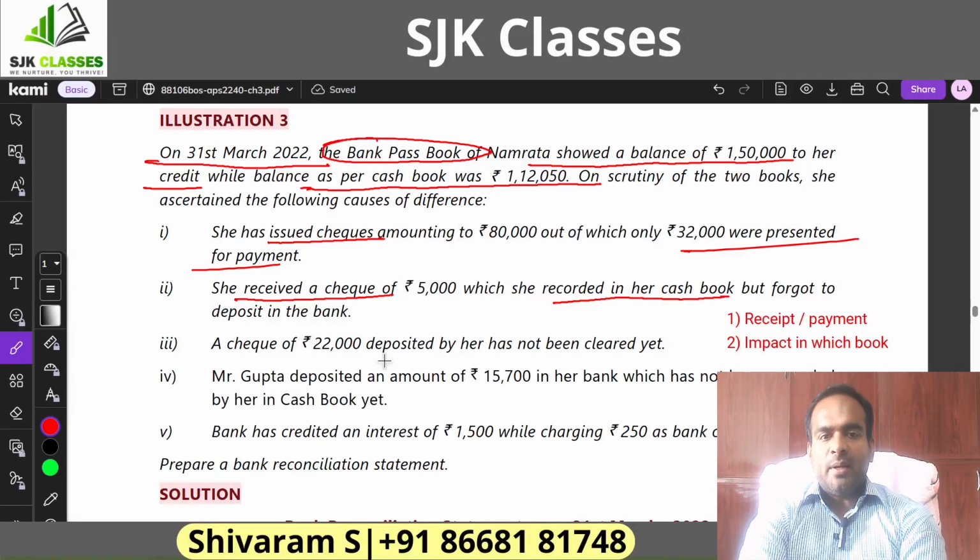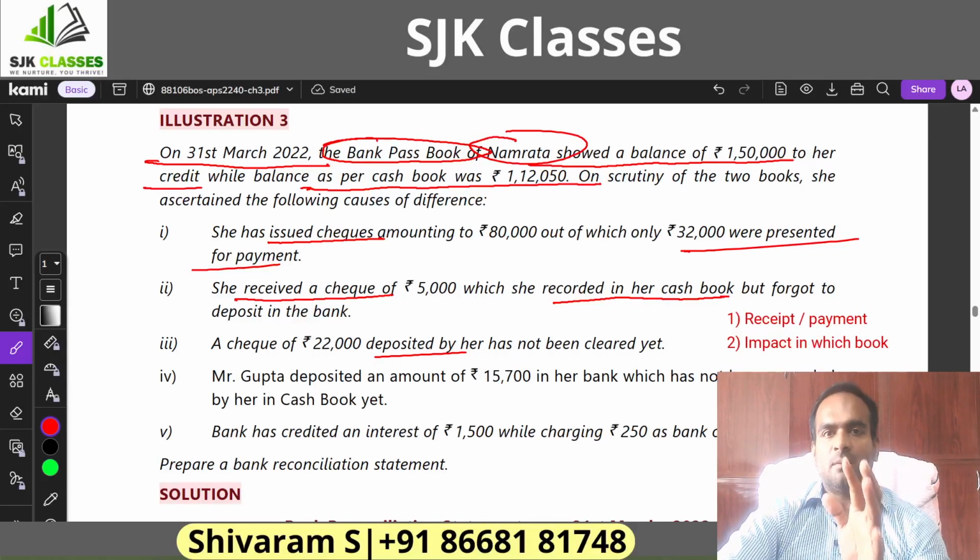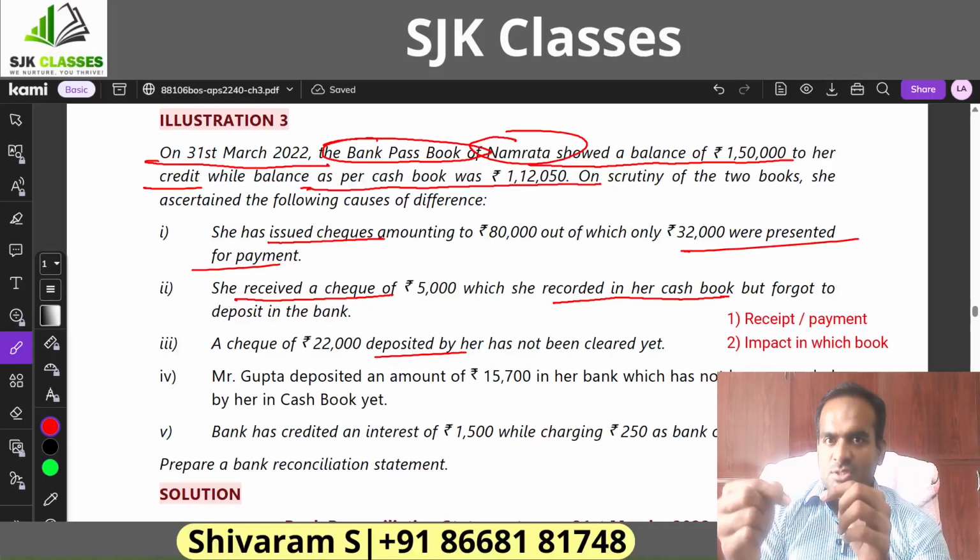A check of 22,000 deposited by her has not yet been cleared. Once again, same story. First, receipt payment deposited by her. That means what? Who is her here? Her means he only. They are trying to go from Narmada's perspective. So Narmada has deposited checks worth 22,000, but the deposit has not been cleared. That means what? I have deposited the check, but I have not received the money in my bank account.